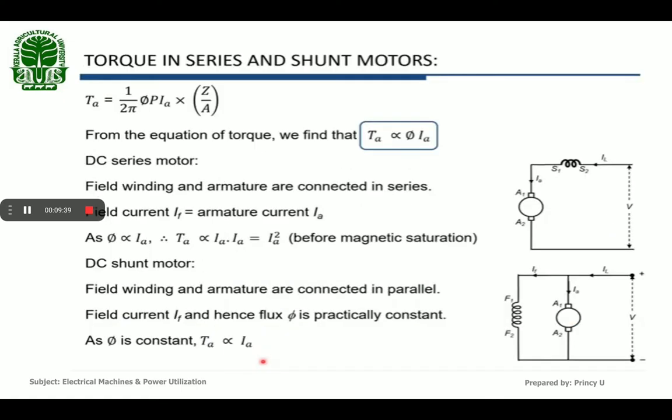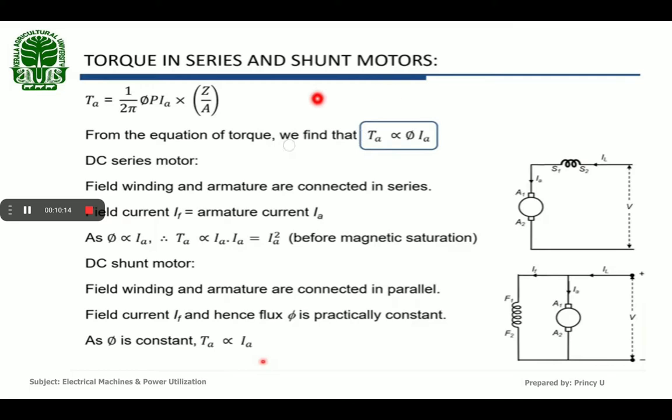Now we know there will be different types of motors. Series motor is similar to the DC series generator and the shunt generator. Similarly, there will be series motor and shunt motor. So what will be the torque in series and shunt motor? Here you can see the field winding connected in series with the armature winding. Then the motor is called a series motor.